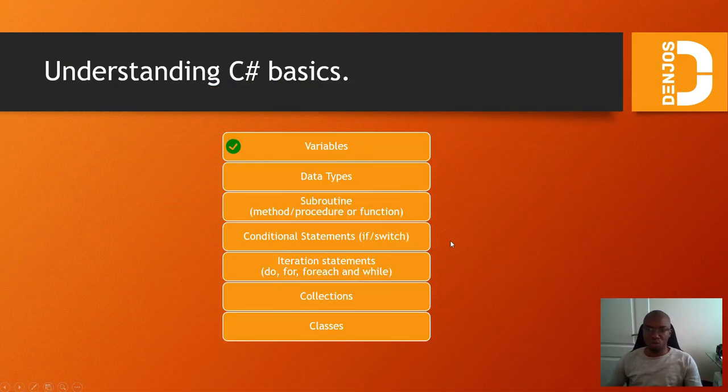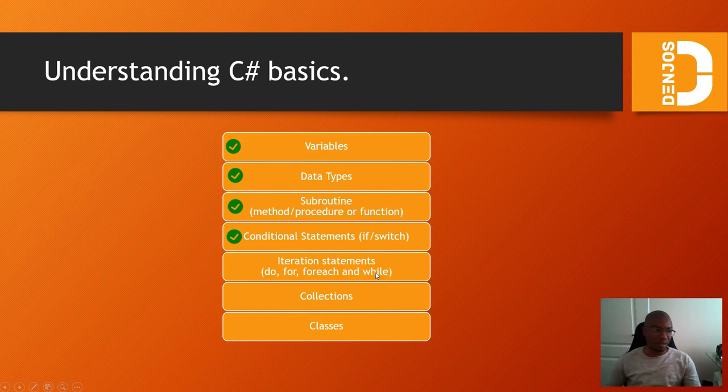What we've done so far, understanding C# basics. We've talked about variables, okay? We've talked about data types. We've talked about subroutines, also known as methods. And then we've talked about conditional statements. So now we're about to pop into iteration statements, which include the do, foreach, and while.